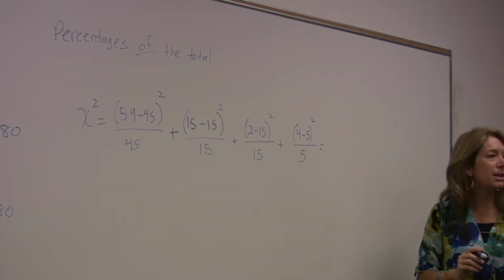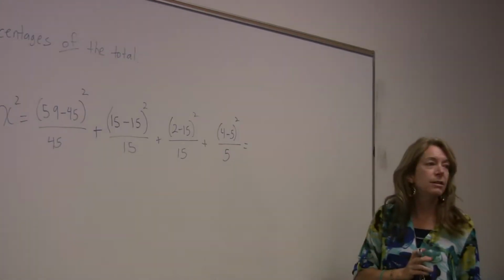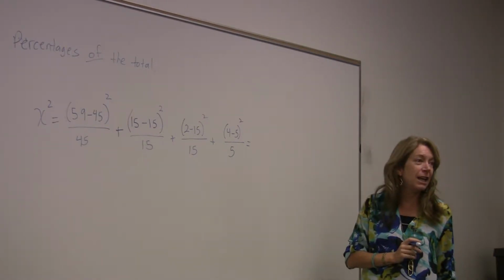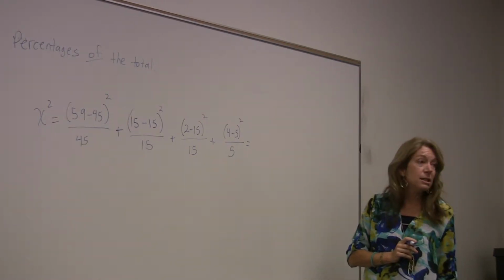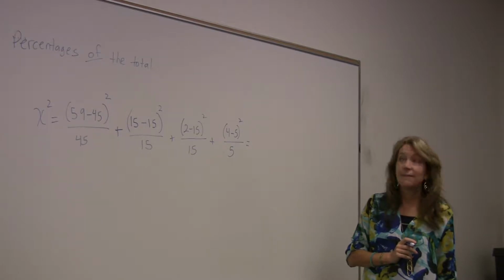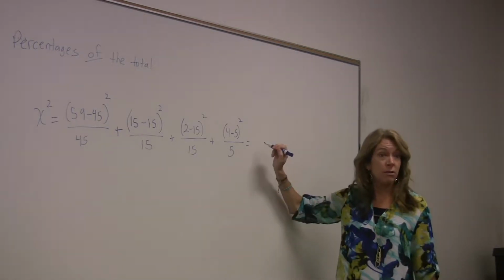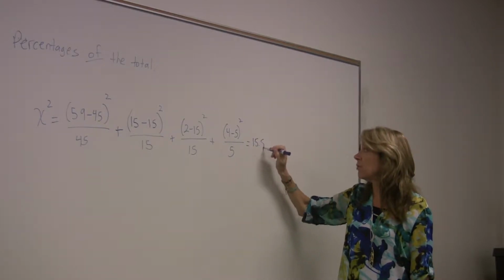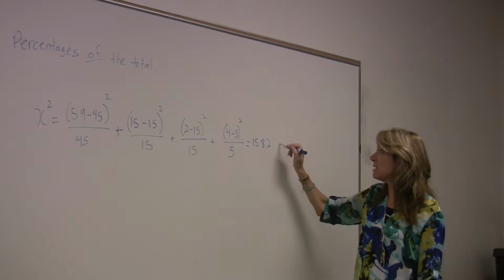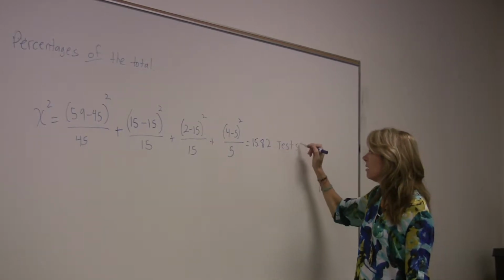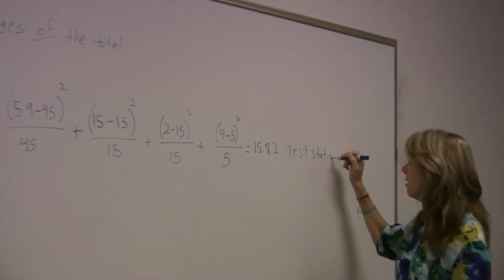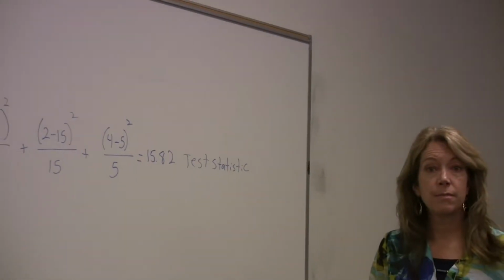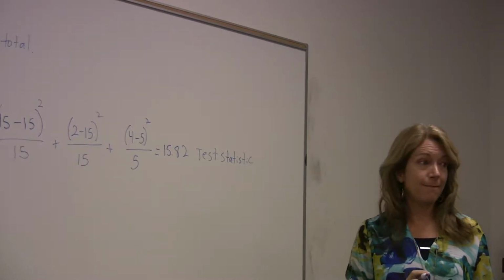We can either spend quite a bit of time doing that calculation carefully, or use chi-squared GOF, the goodness of fit test on the calculator. What did you find for this? 15.82. That's my test statistic? Now what?